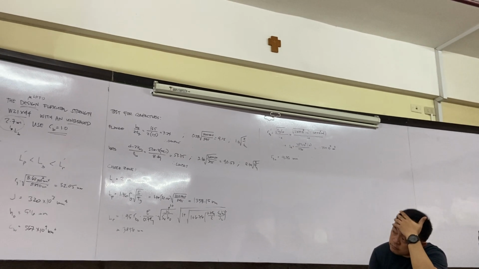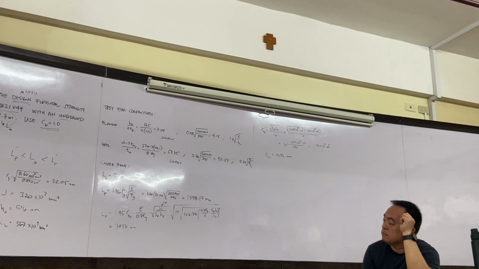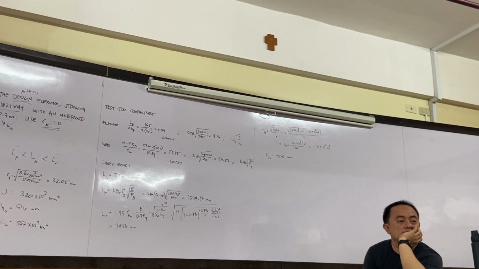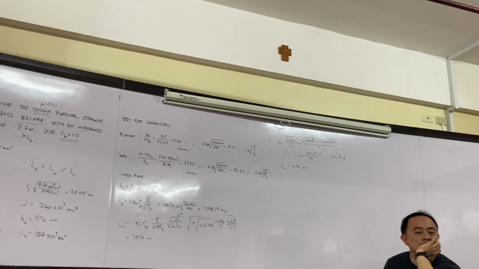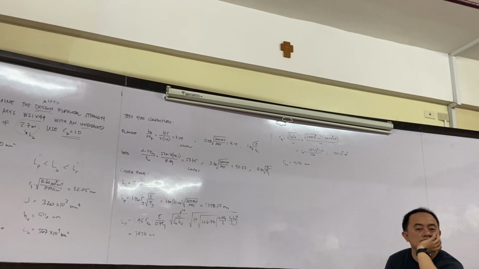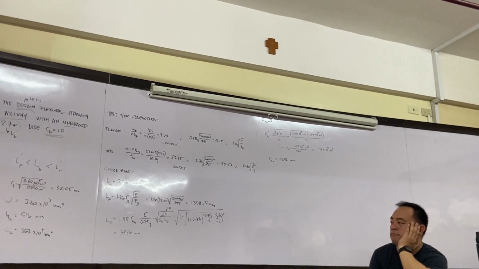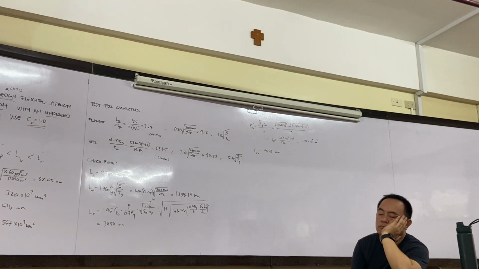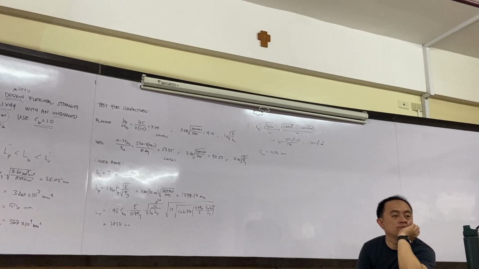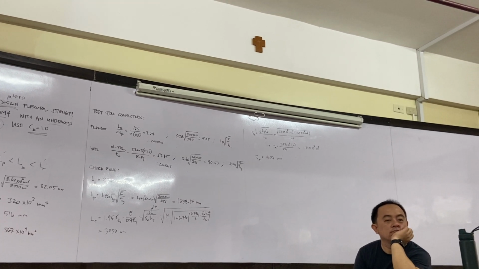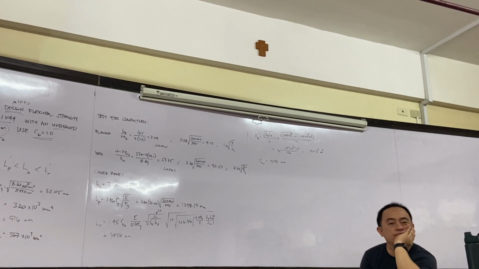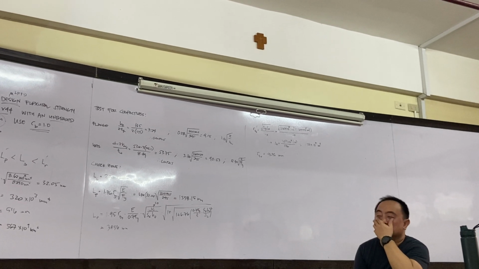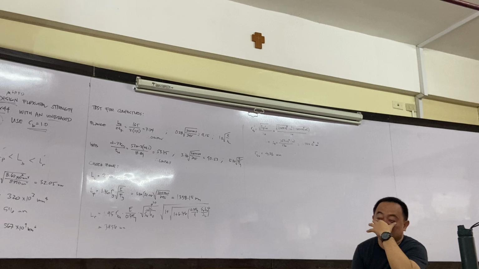Grabe naman. 560. Hindi siya makaikot. Square root of 1 plus square root of 1 plus 6.1 plus 6.76 times 0.7.